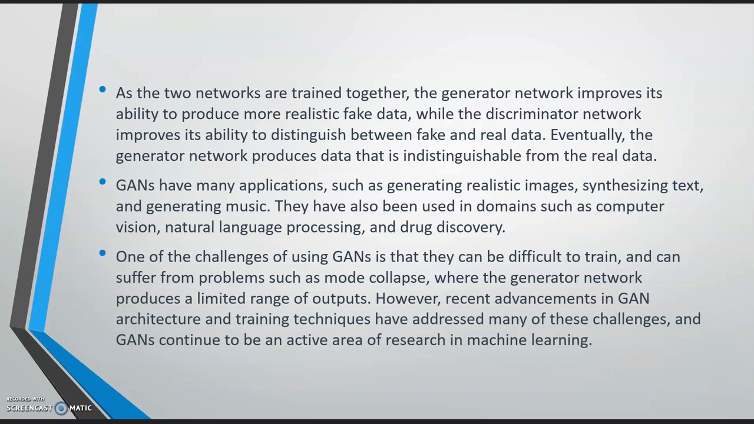GANs have many applications such as generating realistic images, synthesizing text, and generating music. They have also been used in domains such as computer vision, natural language processing, and drug discovery. One of the challenges of using GANs is that they can be difficult to train and can suffer from problems such as mode collapse, where the generator network produces a limited range of output. However, recent advancements in GAN architecture and training techniques have addressed many of these challenges, and GANs continue to be an active area of research in ML.